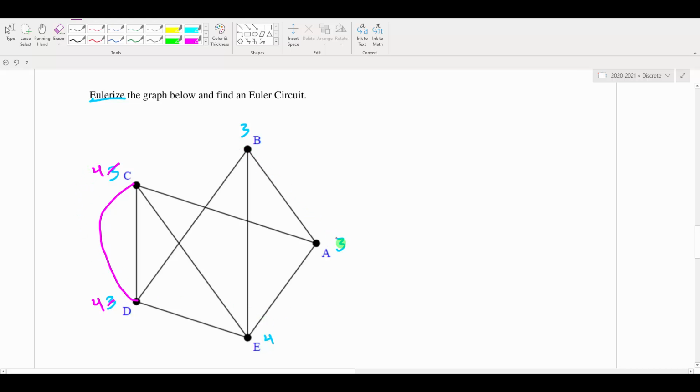These are two odd. So right now there's a path available, but they specifically wanted a circuit. So I'm going to duplicate this edge going from B to A. There it is. And then these would change to a degree of 4, and now they are all even. Now by duplicating those two edges, there should be an Euler circuit available in here somewhere.